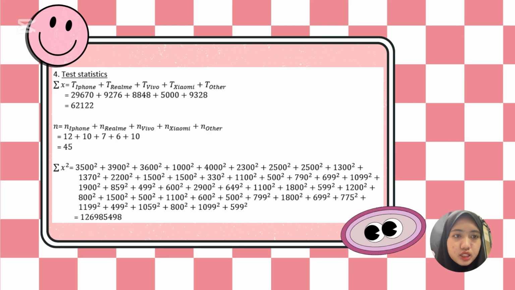Step 4 is the test statistic. The first one we need to find is the summation of x. The summation of x is the iPhone plus the Realme plus the Vivo plus the Xiaomi plus the others, and we get 62,122. Next, we need to find the n. n is equal to 45, and we need to find the summation of x squared. We will add up all the values for smartphone prices, and we square them, we will get 126,9854.90.